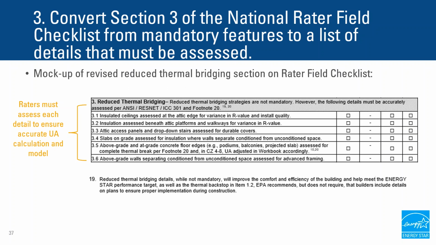So here is what the mock-up looks like for the new thermal bridging section of the Rater field checklist, where we note in both the header and the footnote that the reduced thermal bridging strategies are not mandatory, but it is mandatory to actually assess them for 301 and additional guidance for item 3.5, which I'll get to on the next slide, because that one is not covered well under 301. So these again would not be mandatory anymore, but you still would need to make up for anything that you are missing with the thermal backstop and the performance target, because those aren't changing.